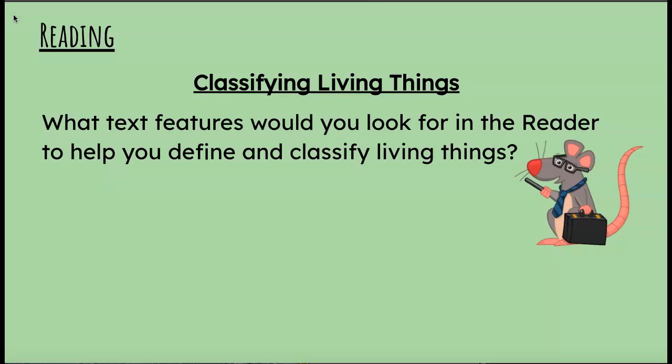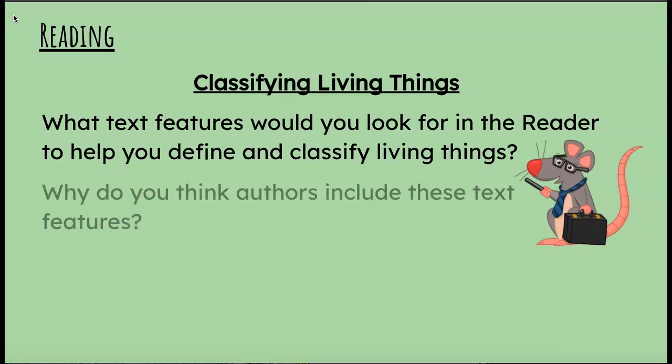What text features would you look for in your reader to help you define and classify living things? I might look for things like the words classifying in the heading or the title of a chapter. I might look to find bold words talking about living things.